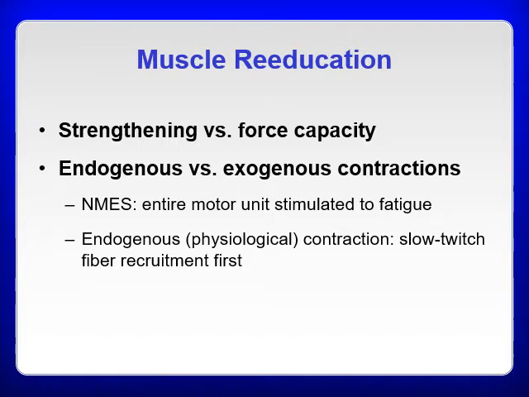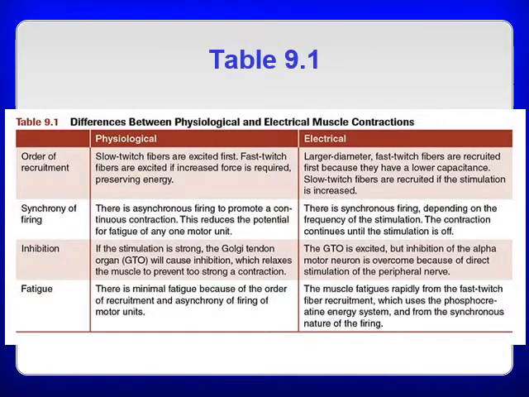And on the next slide, we'll show you some other ways in which there are differences between endogenous versus exogenous contractions. So here we see the differences between physiological and electrical muscle contraction. The physiological is your endogenous contraction. That's what you do. The electrical stimulation is your exogenous. So here we look at what's the difference between the two.